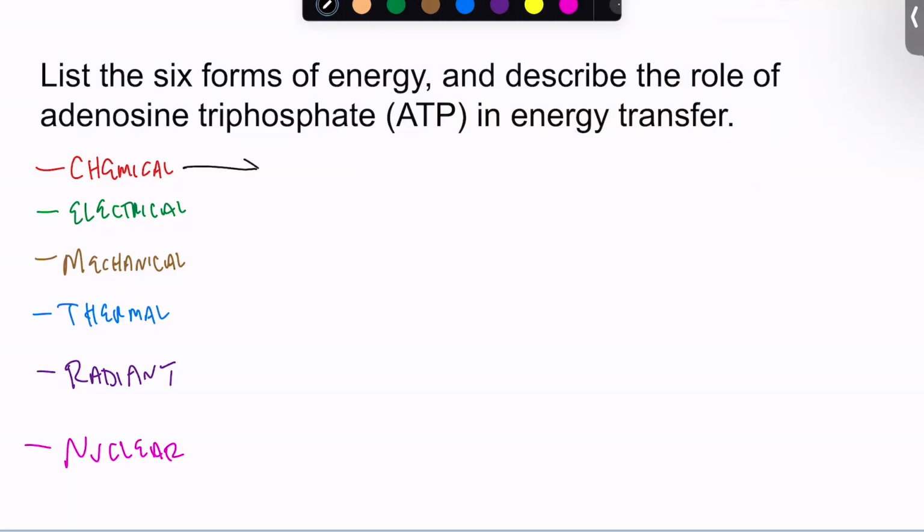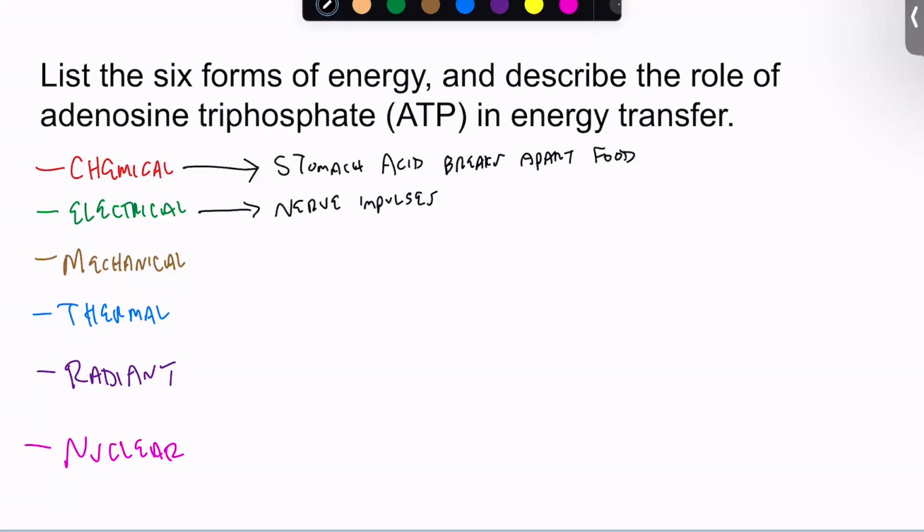So chemical energy, like to think that this is the energy that's stored in chemical bonds. So whenever your stomach acid breaks apart food, that's an example of chemical energy. Electrical energy, so I like to think of nerve impulses, right? Because your nervous system is basically just a whole bunch of insulated wires. Mechanical energy, I like to think of muscle contraction. An example of this is peristalsis. If you guys remember, that's just the rhythmic movements of your muscle contracting and relaxing, especially your esophagus or your intestines, to push any kind of food and bolus through.